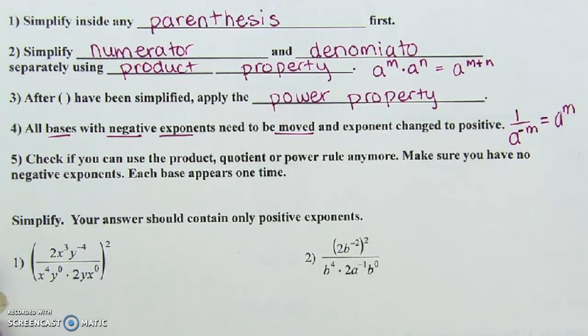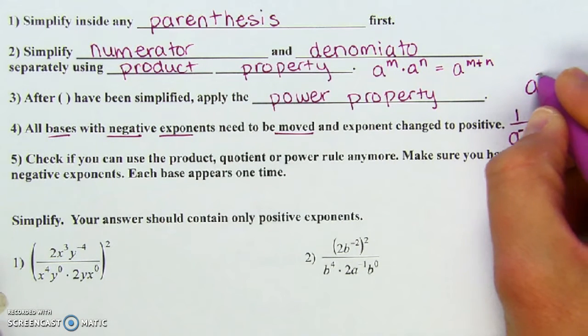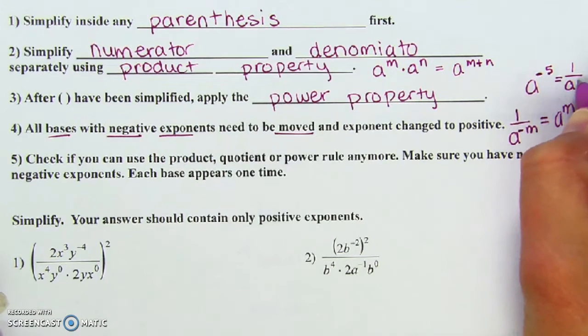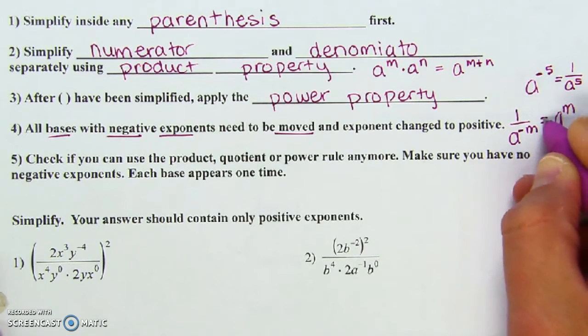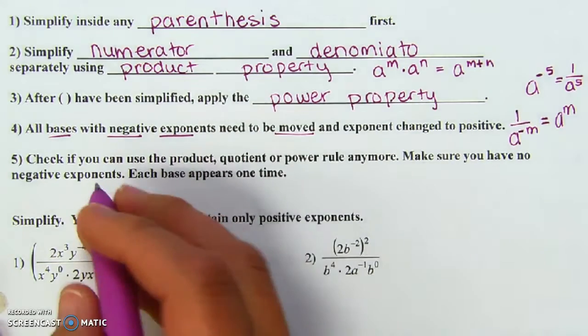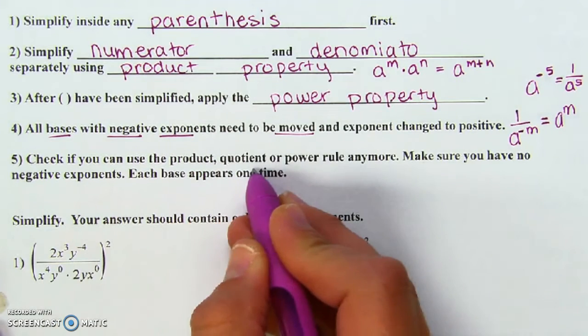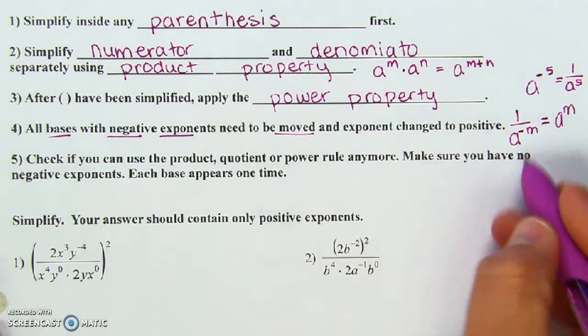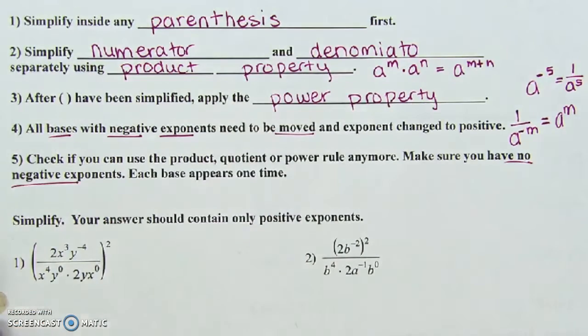Why? I don't know, your teacher will show you an example in class as to why that's the definition for negative exponents. So if you have a negative, like a to the negative 5, you have to move it to the denominator. And if it's negative in the denominator, you move it up. Go ahead and draw an arrow if you want to. Okay, check to see if you can use the product, quotient, or power rule anymore. And then make sure you have no negative exponents in your answer, and that each base only appears one time. That's how you know that you're simplified.